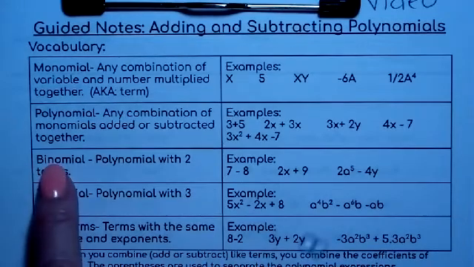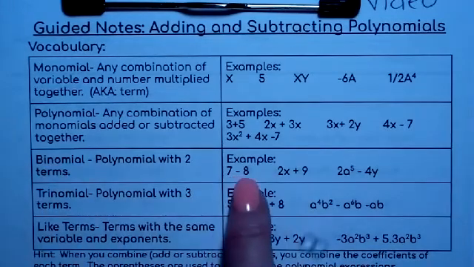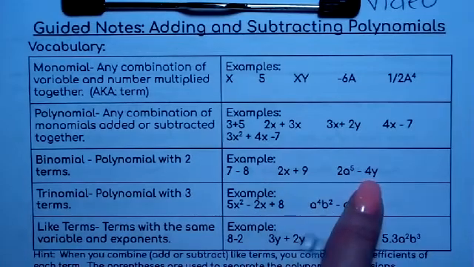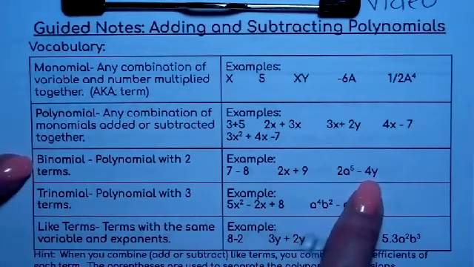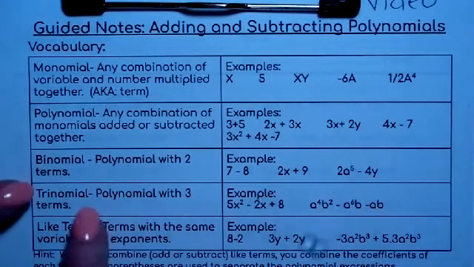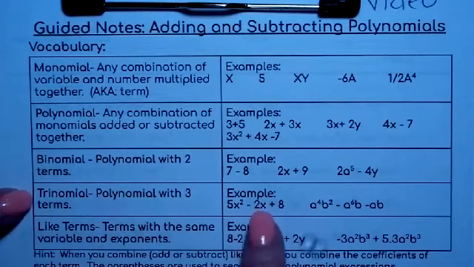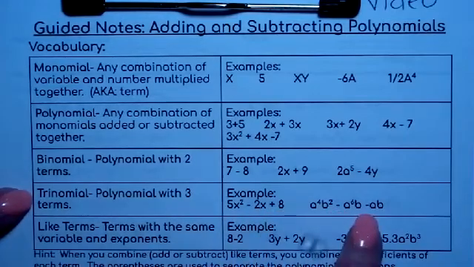A binomial means two monomials or two terms being added or subtracted together. Of course, bi meaning two. A trinomial is the same thing as a polynomial that contains three terms that are separated with addition or subtraction signs. Okay, tri, of course, meaning three.